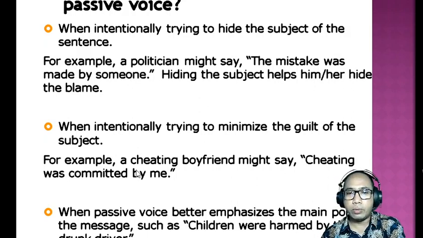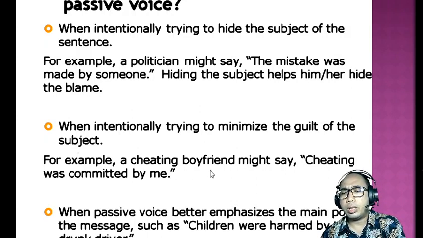And the second one, when intentionally trying to minimize the guilt of the subject. Sometimes when there is a boy cheating, of course that is not good. Cheating was committed by me. We want to focus on the cheating, not on the me, because maybe shy, and know exactly that it is a mistake.